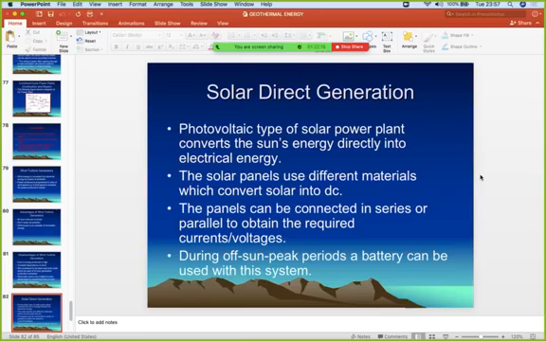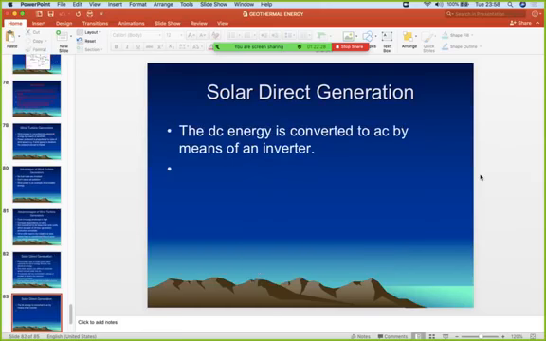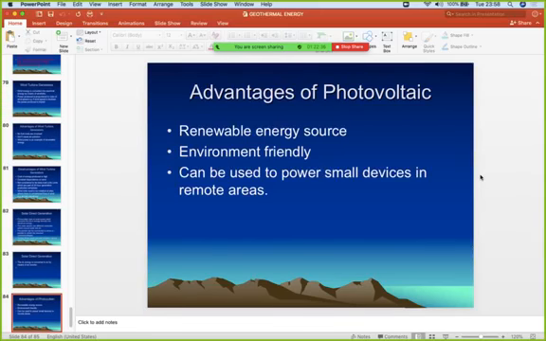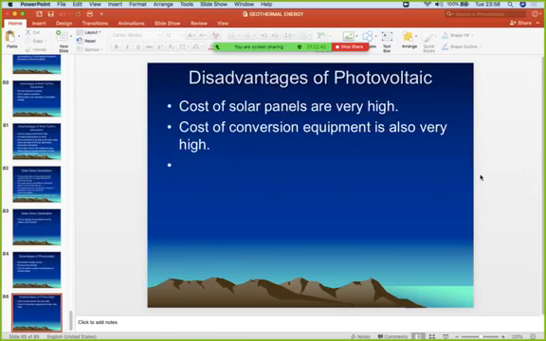So you have three types of solar: off-grid, on-grid, and the combination of off-grid and on-grid, which is the hybrid solar power system. So we have the solar direct generation, with DC energy converted to AC by means of an inverter. The advantages: renewable, environmentally friendly, and can be used for small power in remote areas. The disadvantages: very costly. The cost of conversion equipment is very high.